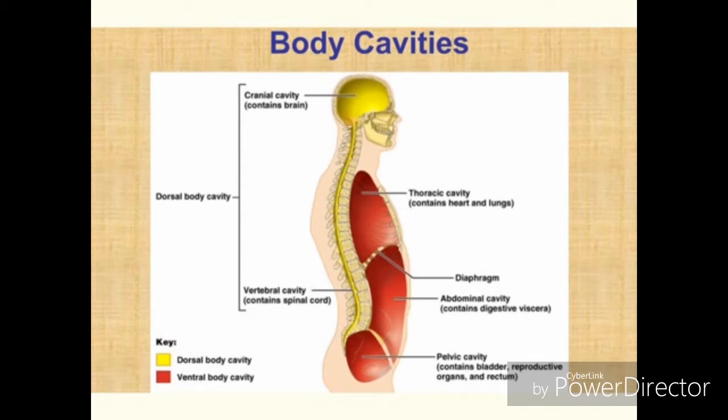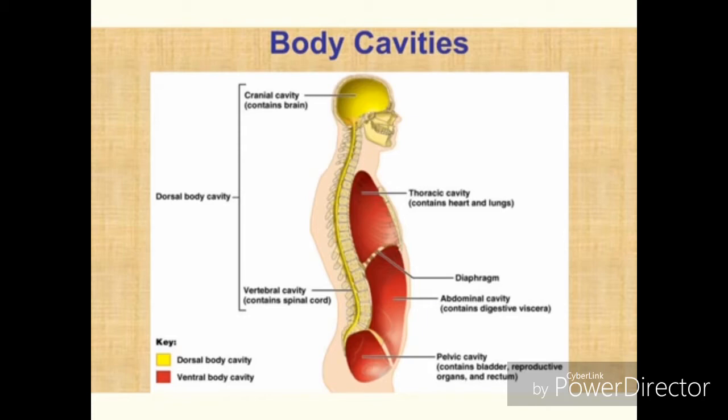Now, as we begin to review the body cavities of the human body, one of the things we'll see is that in most cases the body is described as having 2 main body cavities: the dorsal body cavity, which is all of this highlighted in yellow, and the ventral body cavity, which is all of this that's highlighted in red.